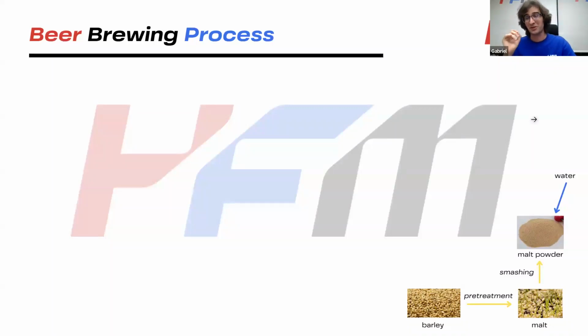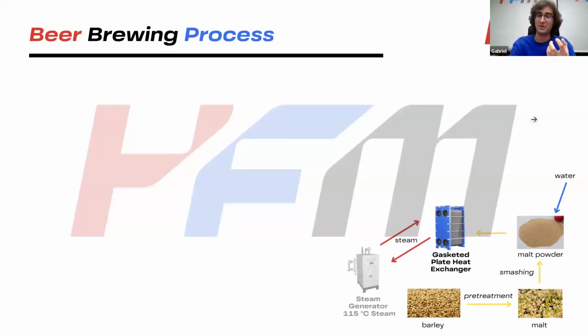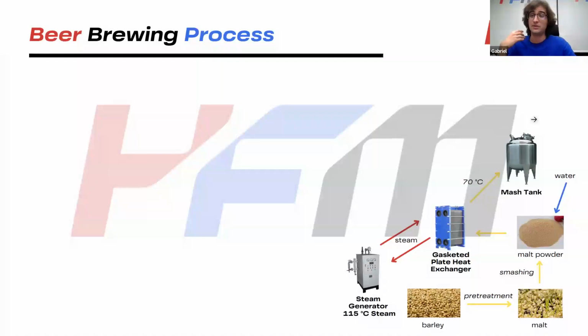But there's an optimal temperature for that. So we need to increase the temperature of the malt starch by using a gasket plate heat exchanger. So the malt starch is going to enter on one side. On the other side, transferring heat to it, we have steam created by a steam generator at 115 degrees Celsius. And now we have malt starch at 70 degrees, which is sent to a mash tank.